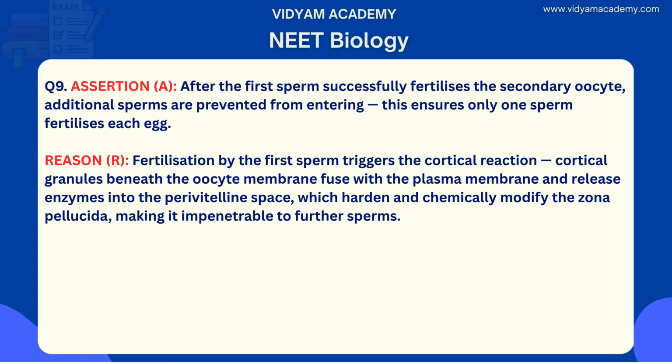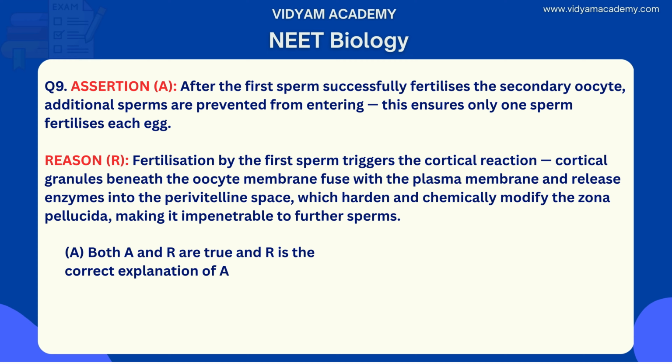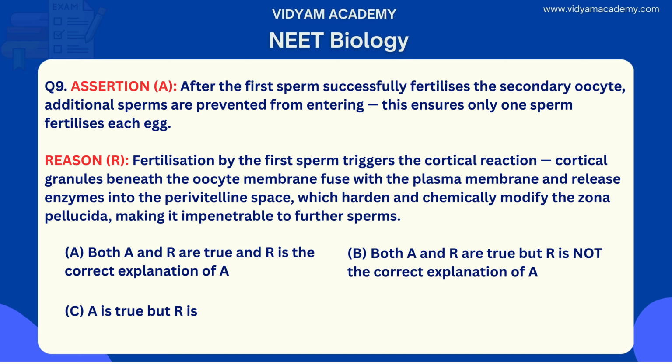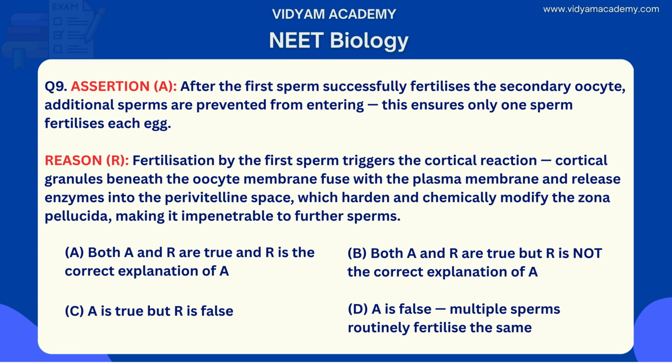Reason R: fertilization by the first sperm triggers the cortical reaction. Cortical granules beneath the oocyte membrane fuse with the plasma membrane and release enzymes into the perivitelline space, which harden and chemically modify the zona pellucida, making it impenetrable to further sperms. Option A, both A and R are true and R is the correct explanation of A. Option B, both A and R are true but R is not the correct explanation of A. Option C, A is true but R is false. And option D, A is false; multiple sperms routinely fertilize the same egg. What is the right answer?